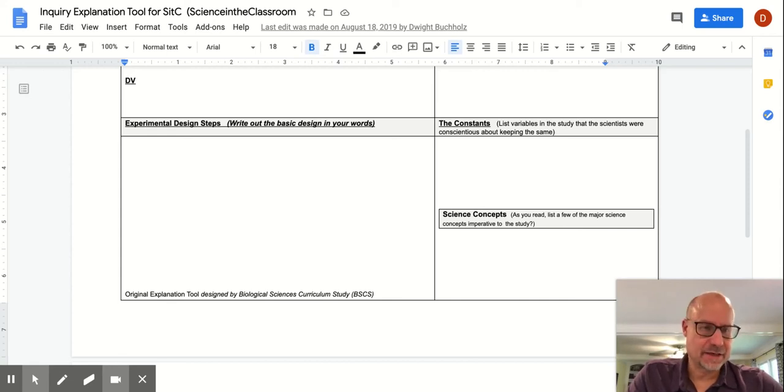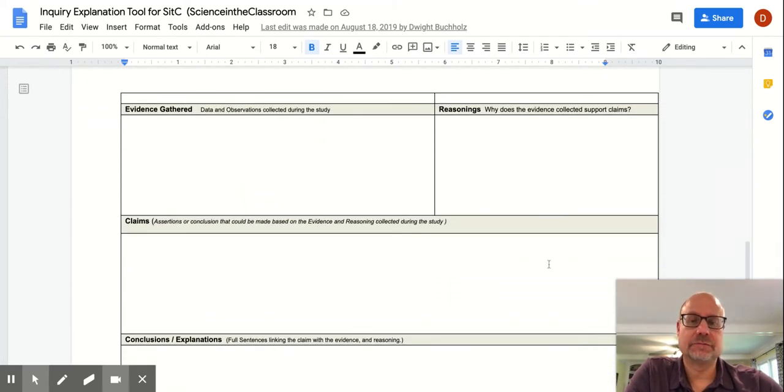So the science concepts are the larger concepts of science that it connects to, such as, for this experiment, perhaps the idea that some chemicals change color in the presence of certain macromolecules. That would be a science concept that we're using in the experiment.